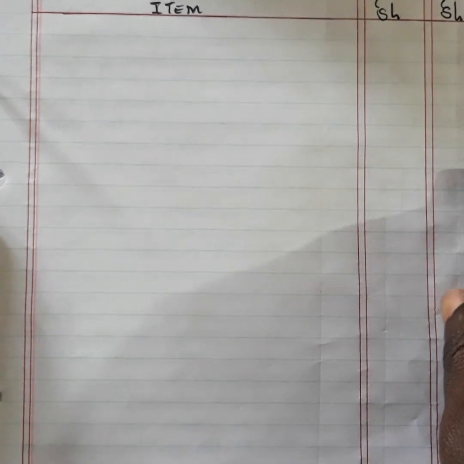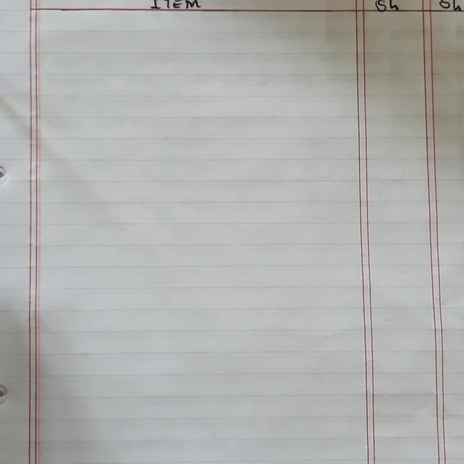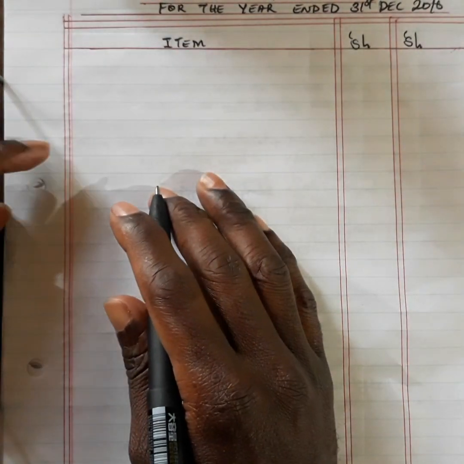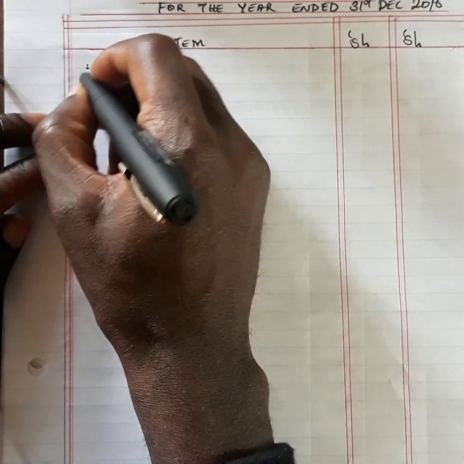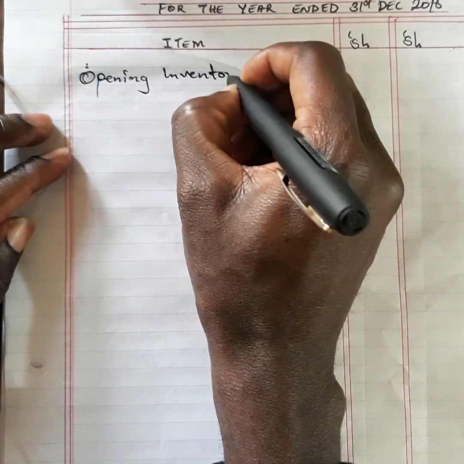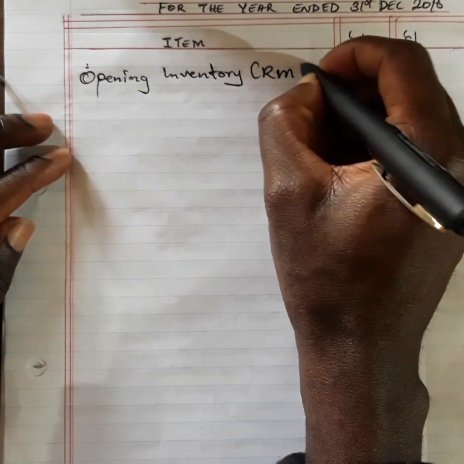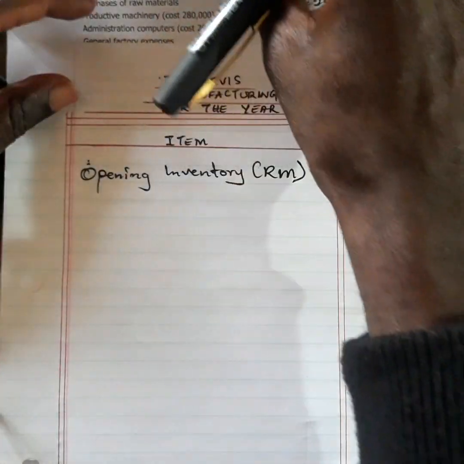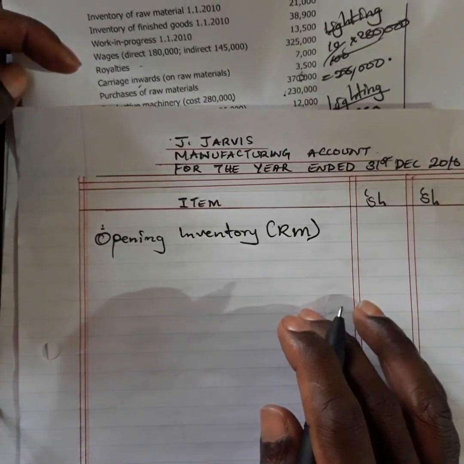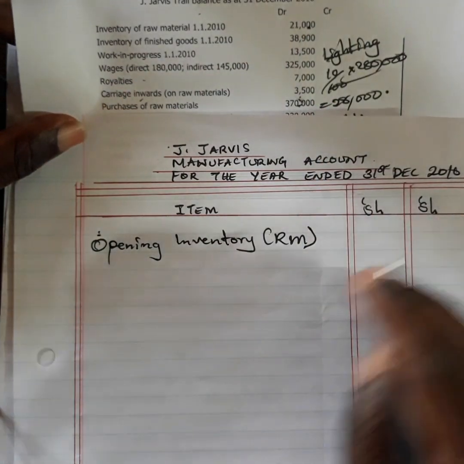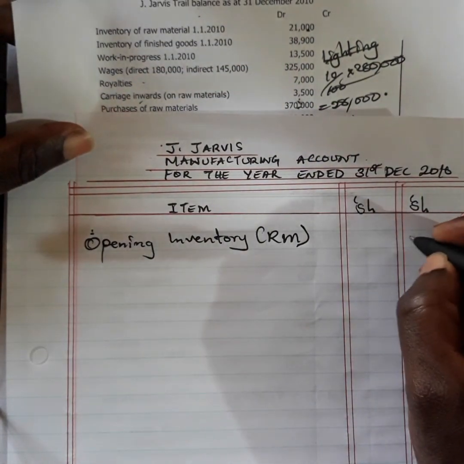Every particular business will normally have what is known as opening inventory. Like we have opening inventory of raw materials, and the value given here is 21,000. So we write it here, that is 21,000.